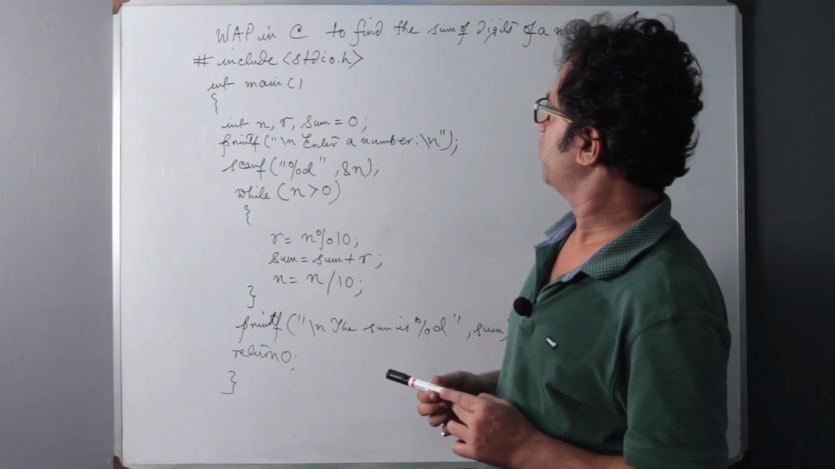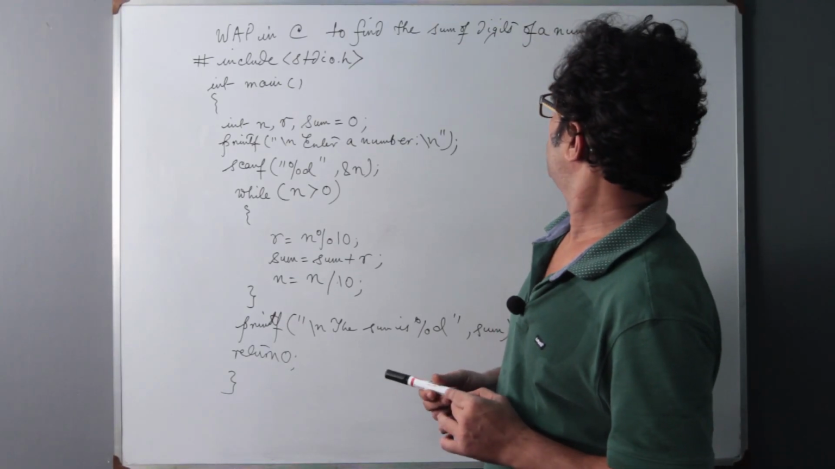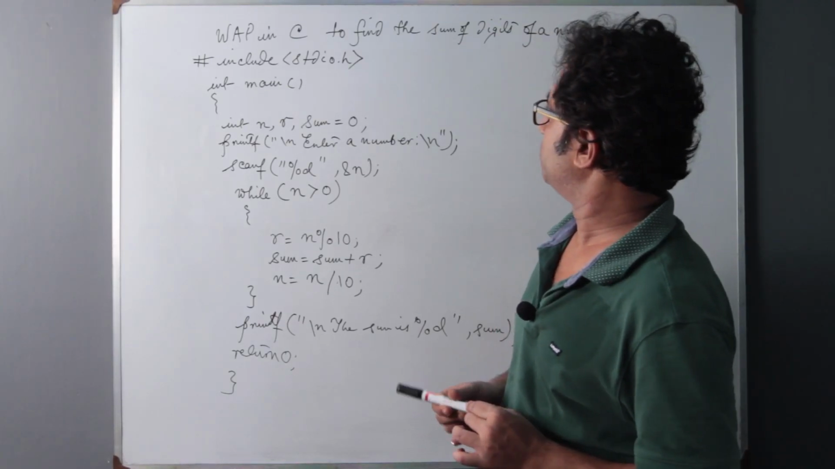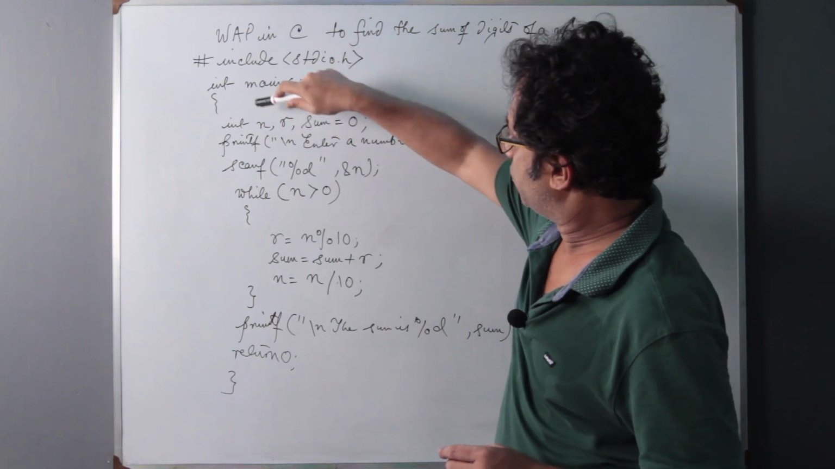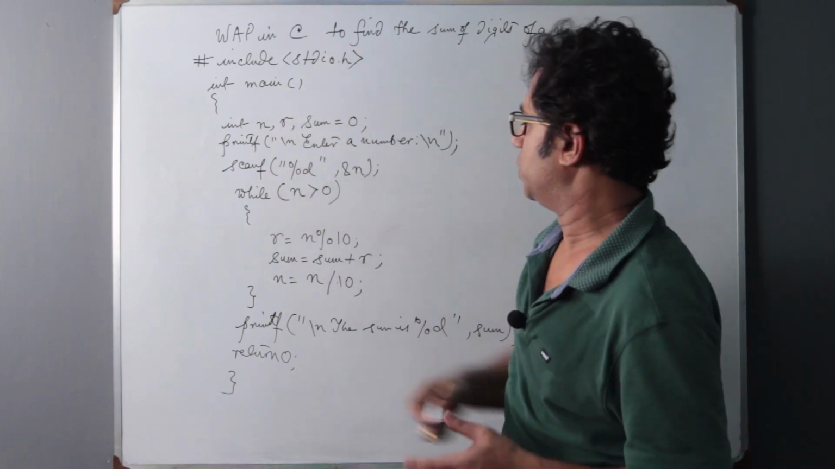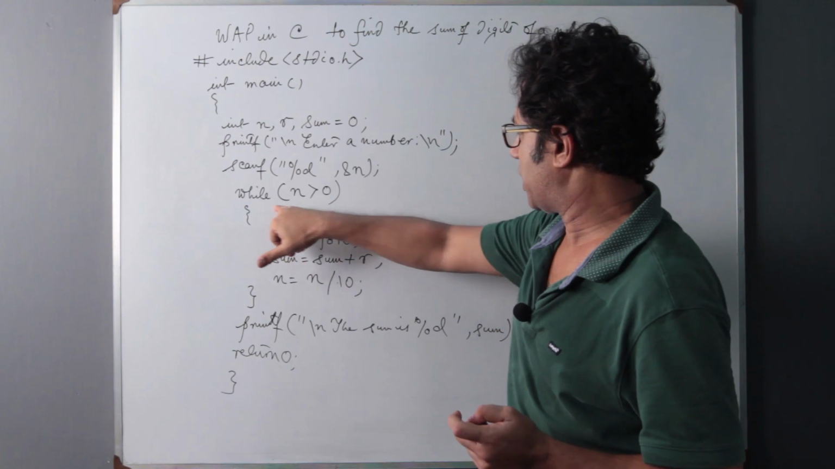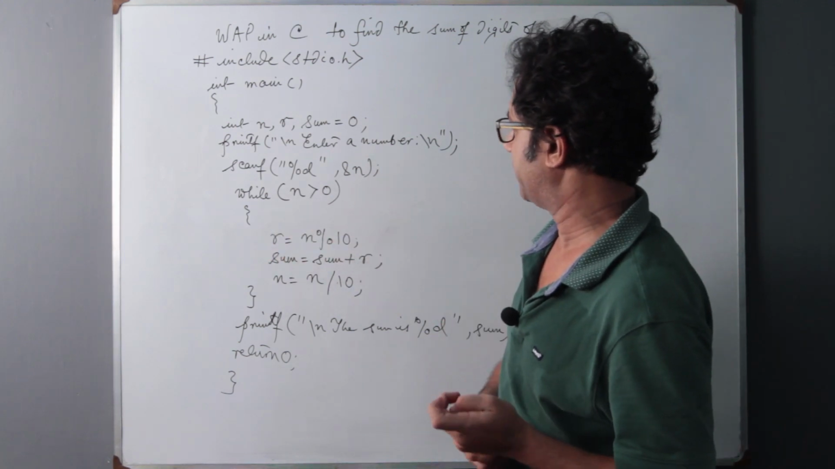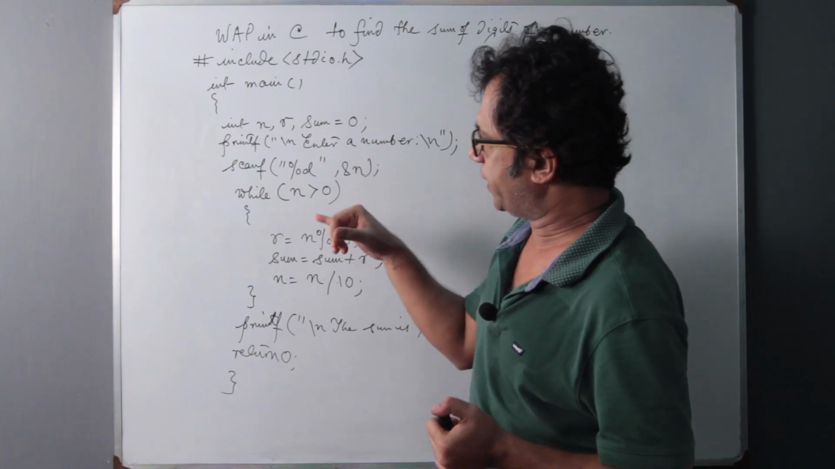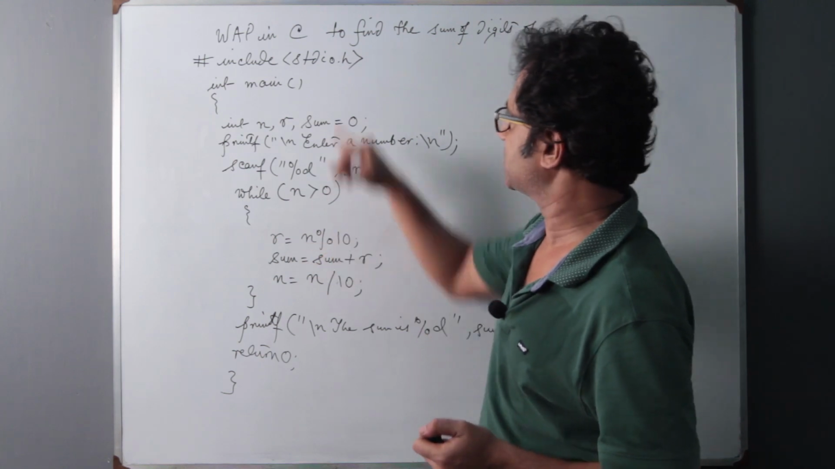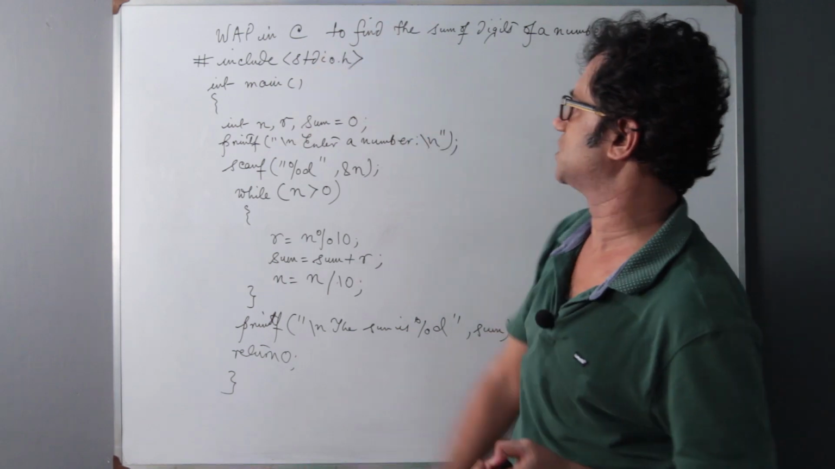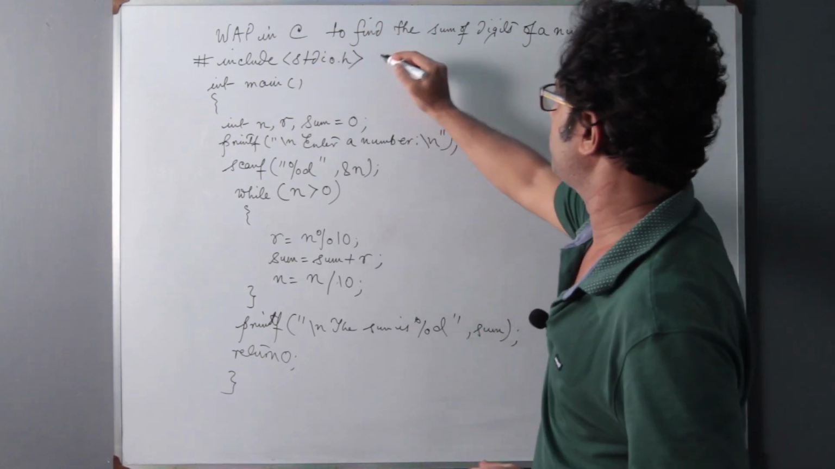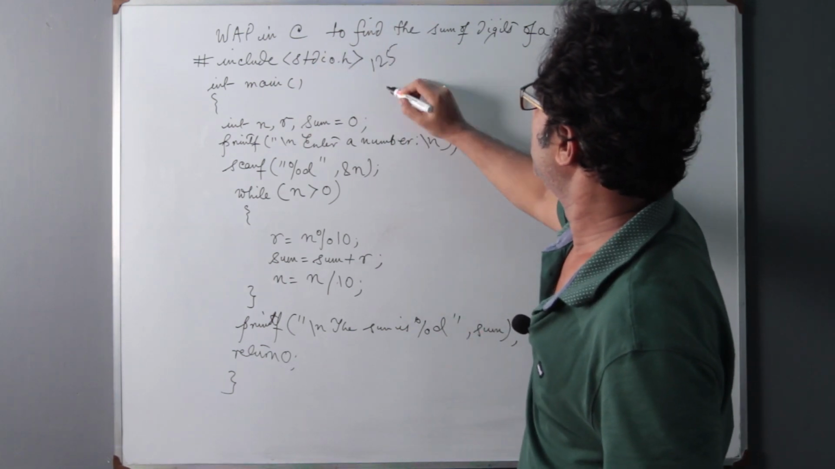Friends, today we are going to describe the program of the sum of the digits of a number, which has been dealt with using the while loop. The while loop program has already been explained to you in the light of the factorial of a number. Now this while loop will help us find the sum of the digits of any number supplied by the user. Suppose the user supplies the number 125.